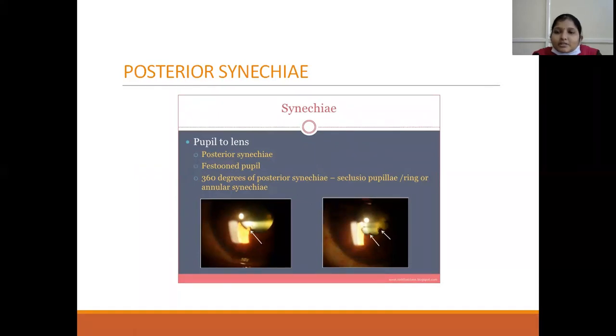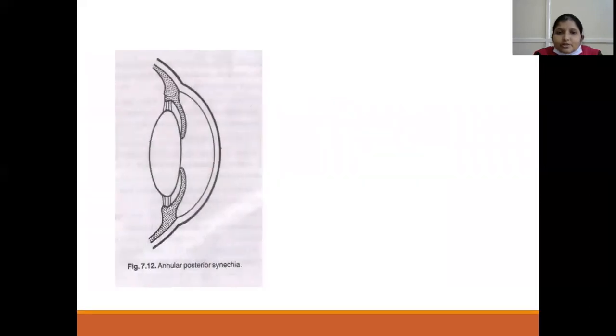And when we instill dilating drops in this patient, we can see that where the iris is free, it gets dilated, and at the point of attachment, there is non-dilatation of the pupil. So it leads to a festooned pupil. And the second type of synechia is annular synechia or 360 degrees. Here there is total 360 degrees attachment of the pupil to the lens. This is also known as seclusio pupillae.